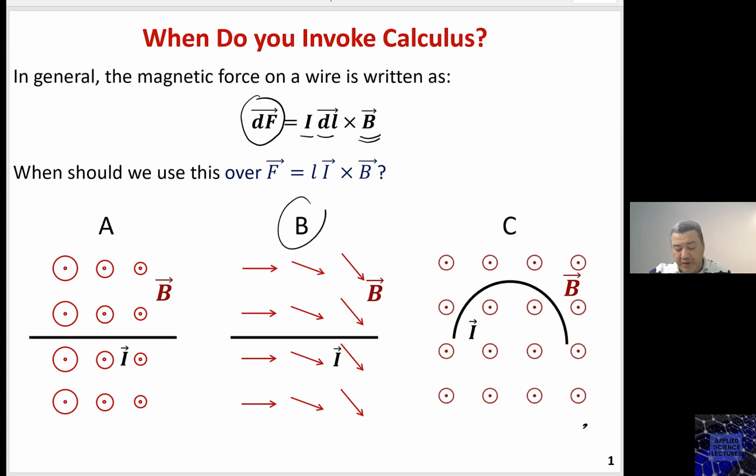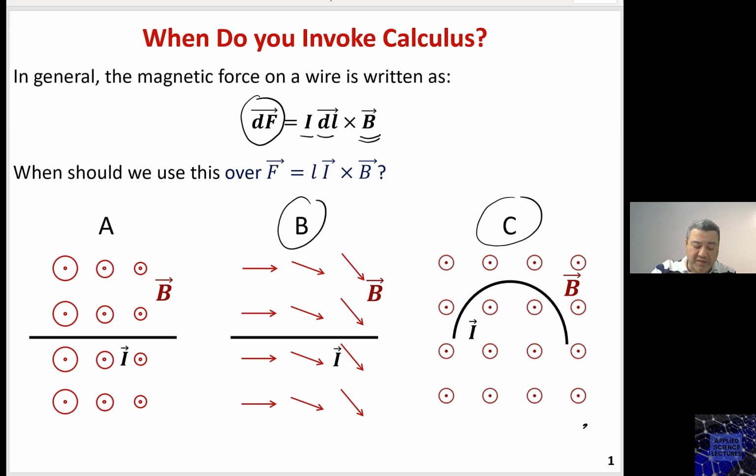The same thing for case B. In case B, we can see that the magnitude is constant. However, the direction of the magnetic field is changing, which means that the force on each little differential element of this wire is also changing. And that's why we have to use integration in this case. The same goes for case C, where although we do have a uniform magnetic field, the curvature that the wire is taking is going to result in a non-uniform force applied on this wire, and that's why in this case we also have to use integration.